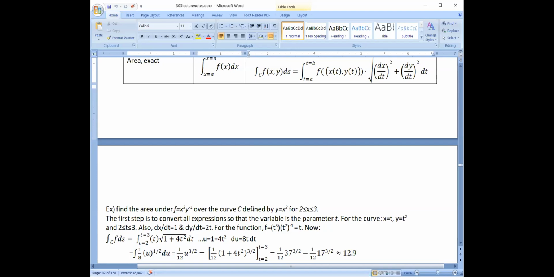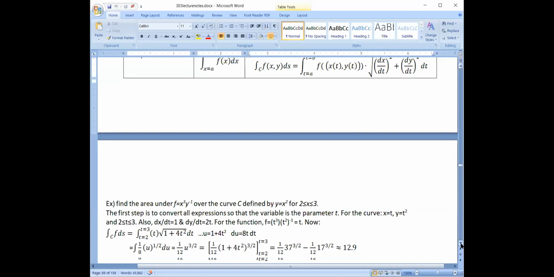So now, here I chose to put it back in terms of t. Putting it back in terms of t, and then evaluating as t goes from 2 to 3, plugging in t equals 2 and t equals 3, you get 1/12 times 37 to the 3/2 minus 1/12 times 17 to the 3/2. And that does not simplify, but it works out to about 12.9. Okay, so that is your basic case of how you do a line integral over a curve.